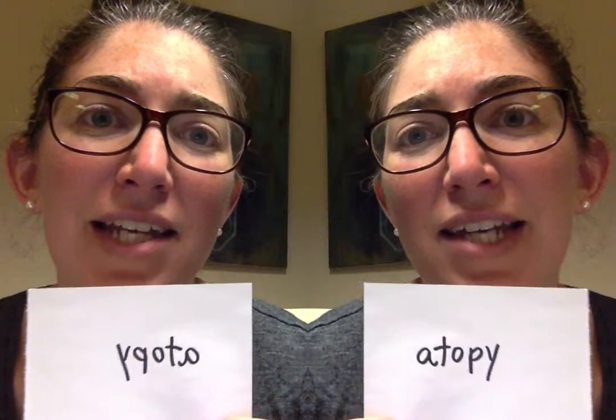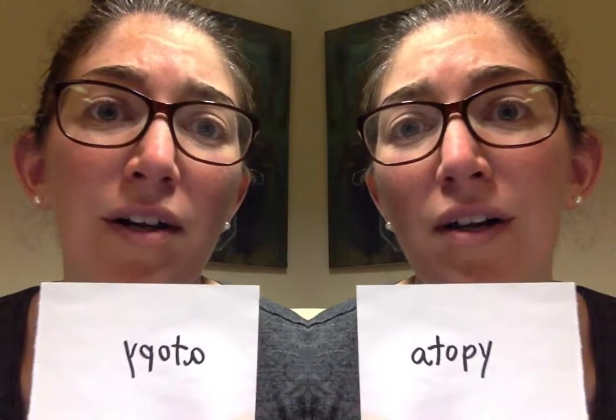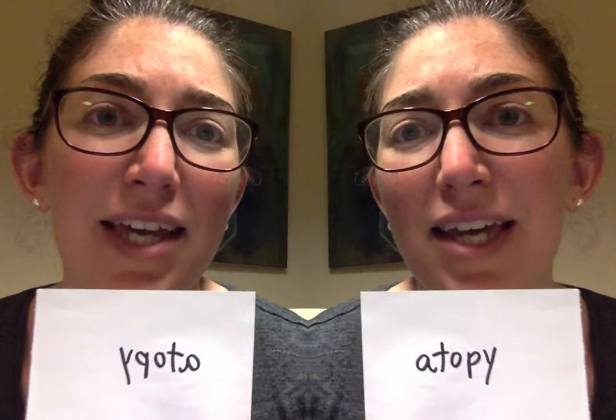Atopy is any prolonged local allergic response. So things like hay fever, a runny nose, or itchy watery eyes, or redness, or welts.